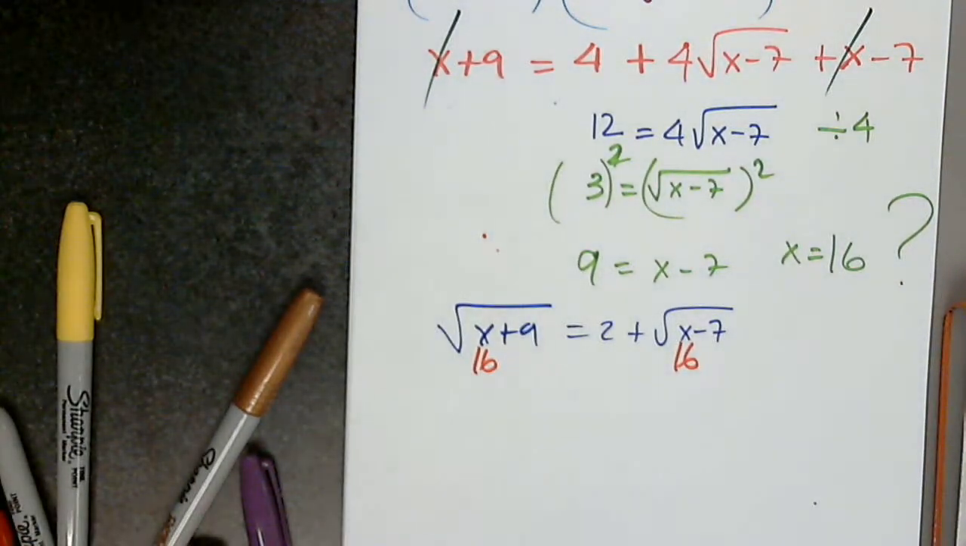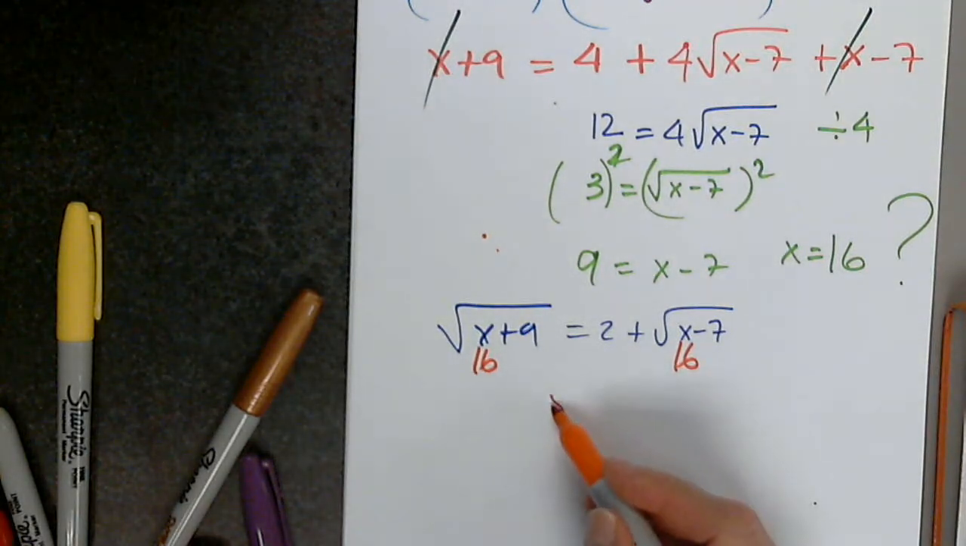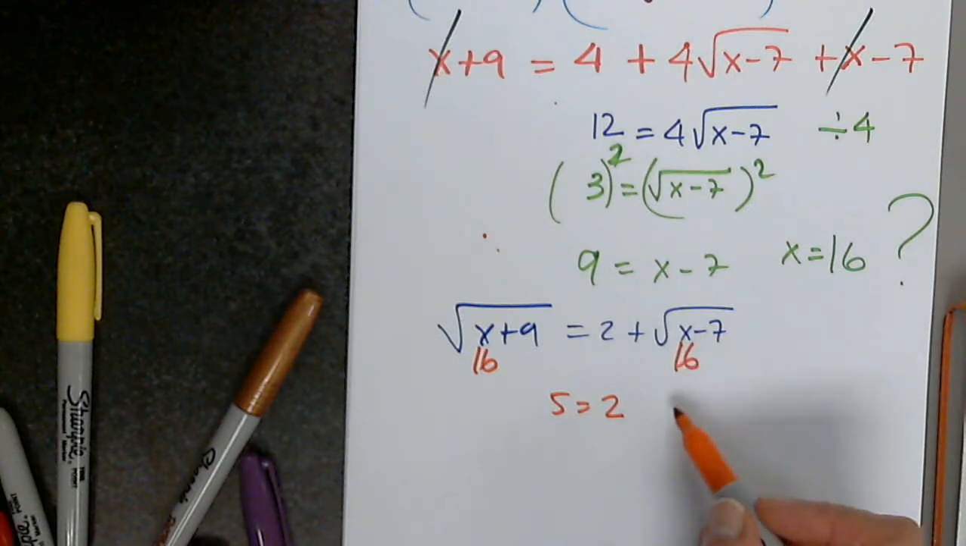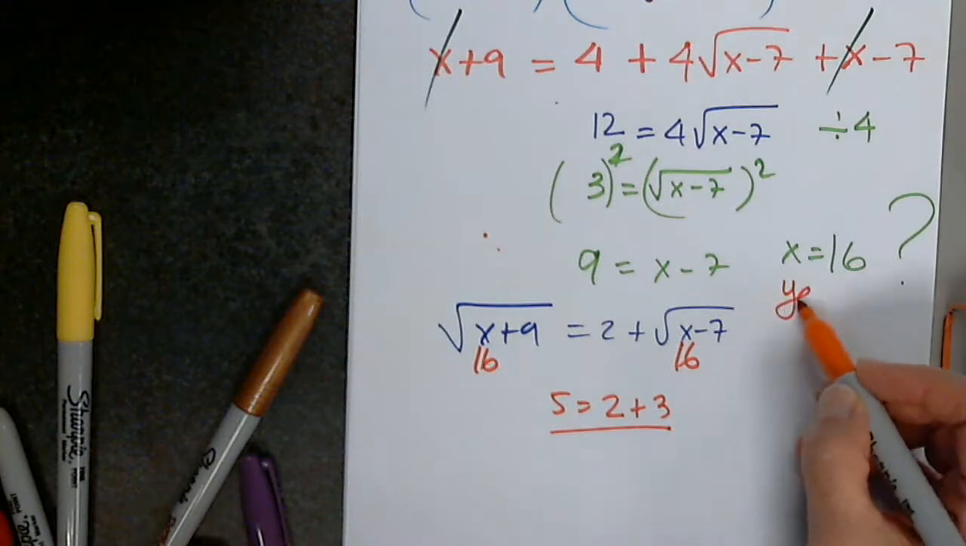See if I get the true statement. 16 plus 9 is 25, the square root of 25 is 5. 2 plus, 16 minus 7 is 9, the square root of 9 is 3. Is this acceptable? If you accept this, then you have to accept this.